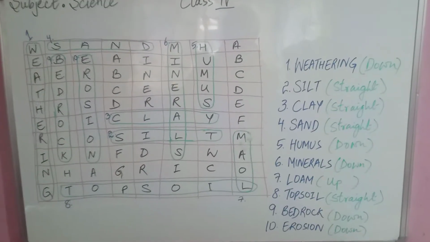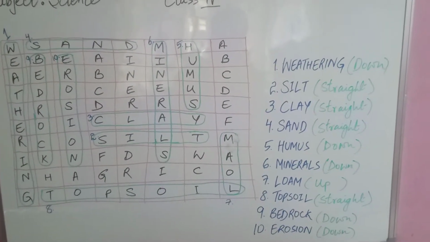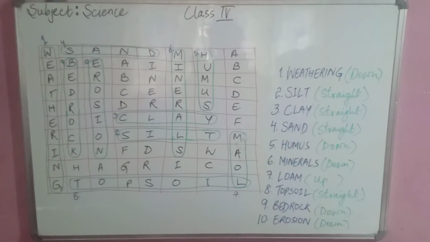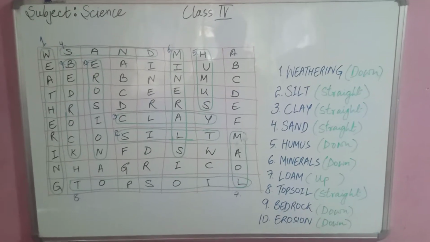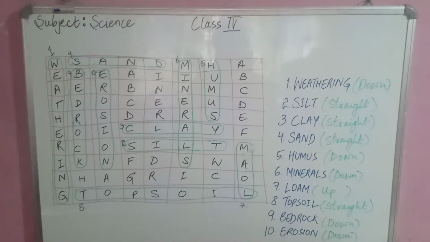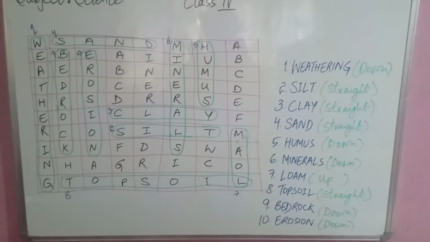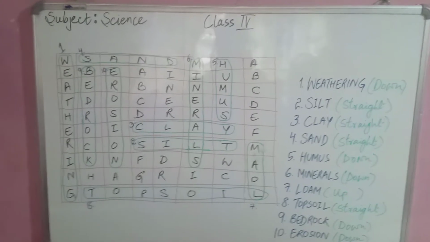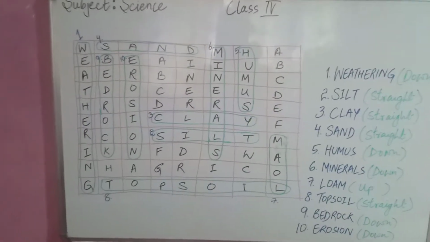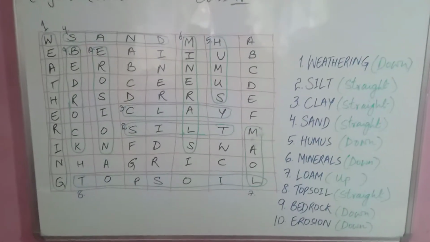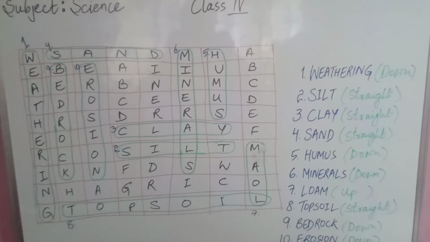Look at the following words related to soil in the word maze below: weathering, silt, clay, sand, humus, mineral, loam, topsoil, bedrock, and erosion. As you can see, I have already solved this crossword puzzle. The first one, weathering, is going down. You have to write it like this, and if possible, you have to give numbers as well.